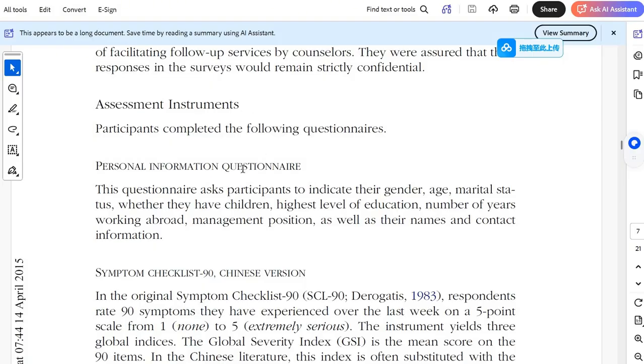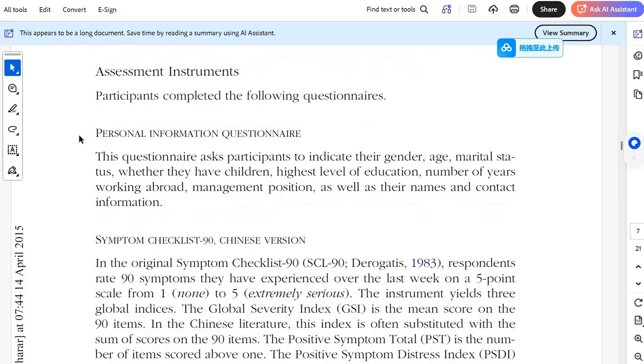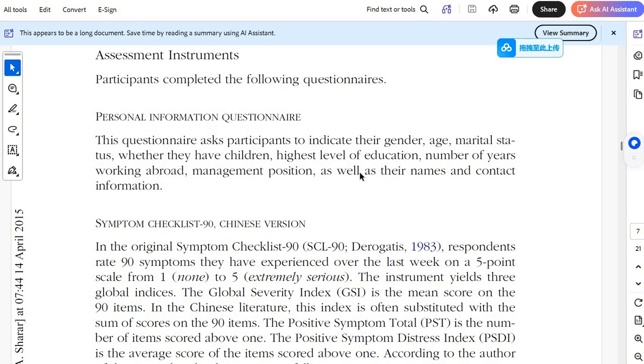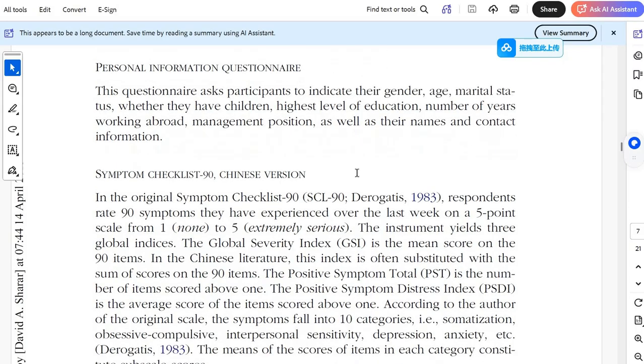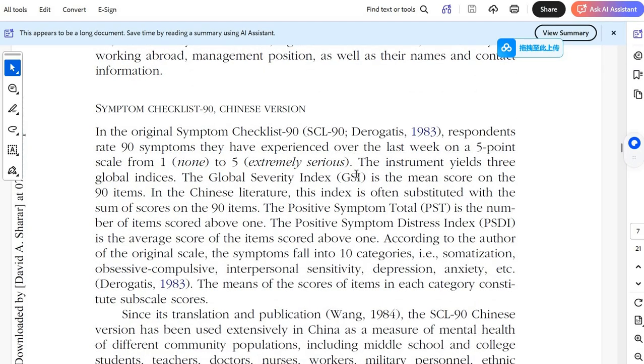You want to talk about the instruments. You want to mention that all people in the sample completed 2 questionnaires. The main questionnaire was the Symptom Checklist 90, the Chinese version of the instrument, SCL90. All participants also completed the personal information questionnaire. These are the demographic information, age, gender, marital status, etc.